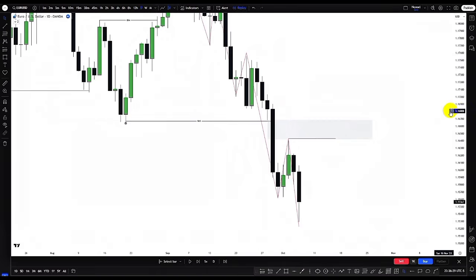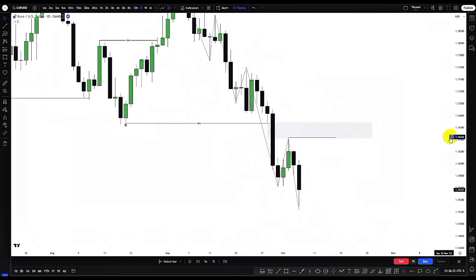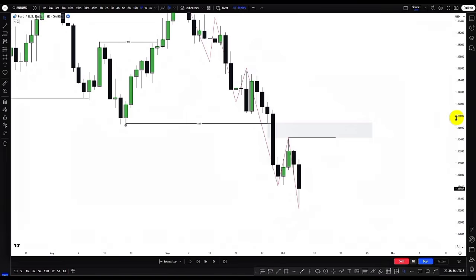Fair value gaps also act as sponsorship zones. They act as points of interest. You can see at times when you're analyzing the charts, price doesn't return to an order block. The price just returns to a fair value gap, and then you have price movement to the downside.